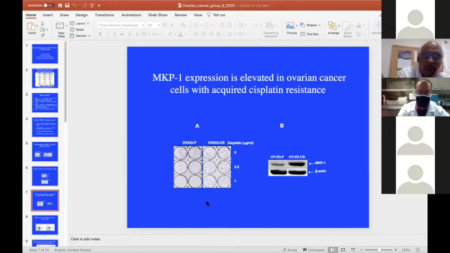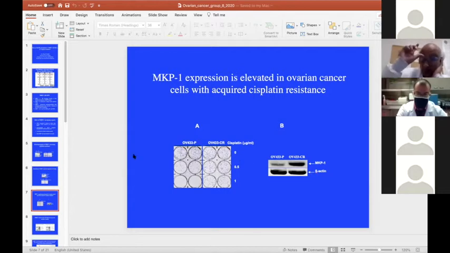Because this is an ovarian cancer group, and we know that ovarian cancer patients are not primarily resistant, acquired resistance is the clinical problem. So what we did was take the ovarian cancer line OV433. We started with a very low dose of cisplatin, then slightly increased the dose over a period of 6 months. We established the resistant line, shown here using a colony formation assay. We also show that in the resistant line, the cells express a high level of MKP1 compared to parental cells.